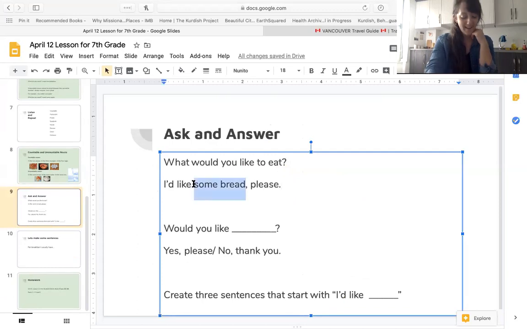Or I could say, I'd like 2 fish, please. Fish are countable. We do not use some. We use a number. I'd like 2 fish, please. Repeat after me. I'd like 2 fish, please.